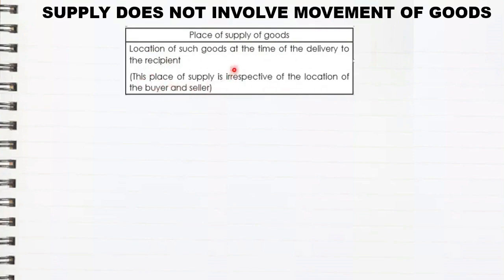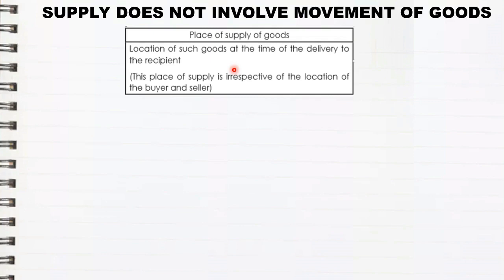In simple terms, let us take an example. Let's say Mr. X is from Mumbai, Mr. Y is from Goa. Mr. X, for his vacation, went to Goa, and from Goa he purchased the goods from Mr. Y. So here the goods were manufactured in Goa itself. Mr. X from Mumbai traveled to Goa and purchased goods there.